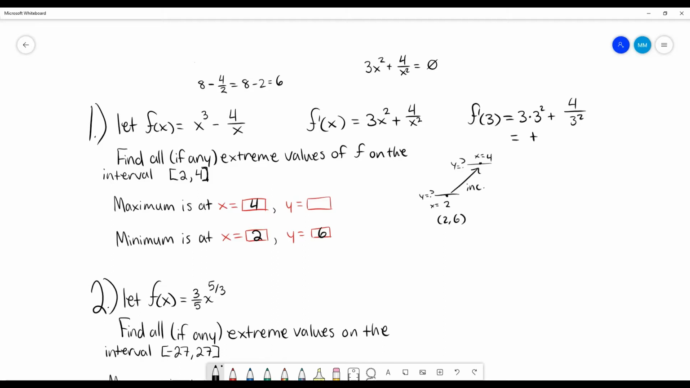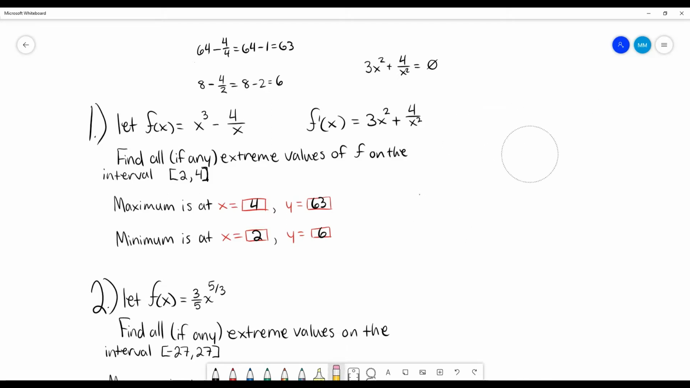And then if I plug in the 4, let's see, 4 squared is 16, 4 cubed is 64, minus 4 over 4, which is just 64 minus 1, or 63. So our maximum is then at (4, 63). And that seems like it makes sense, right? Because we start down here and we work our way all the way up there. And that's all that they're looking for.